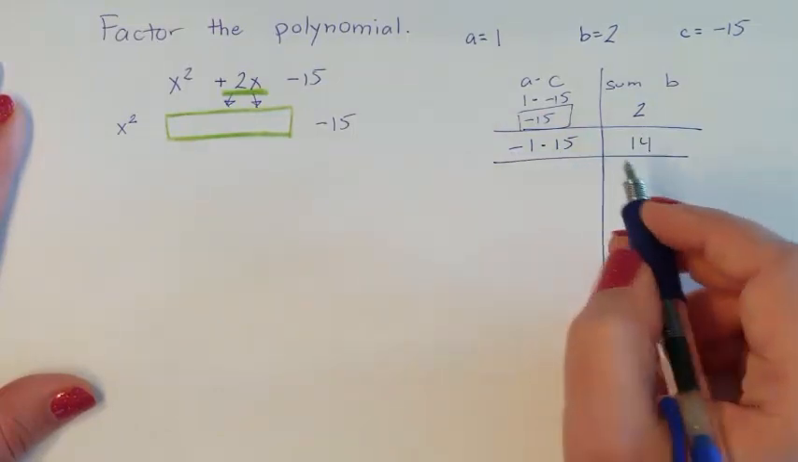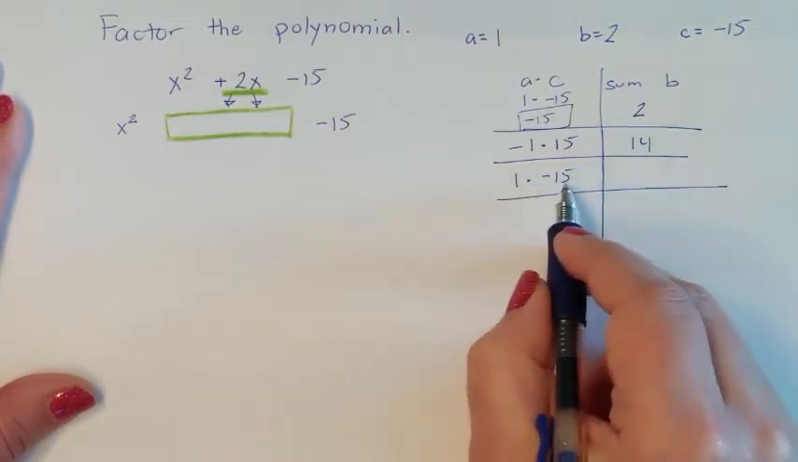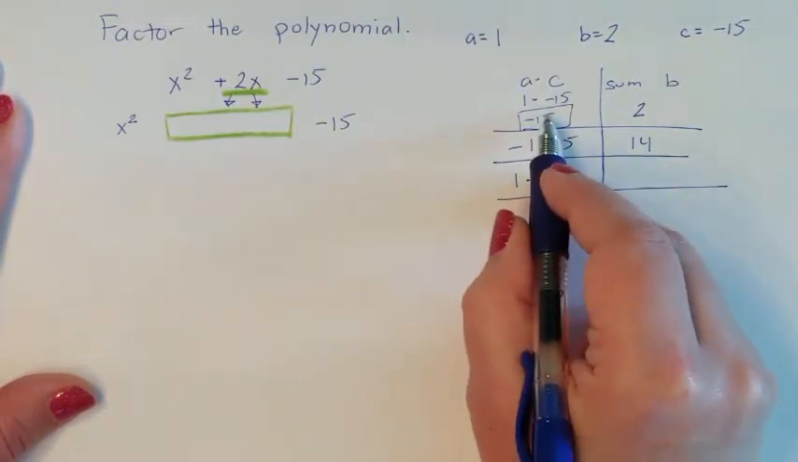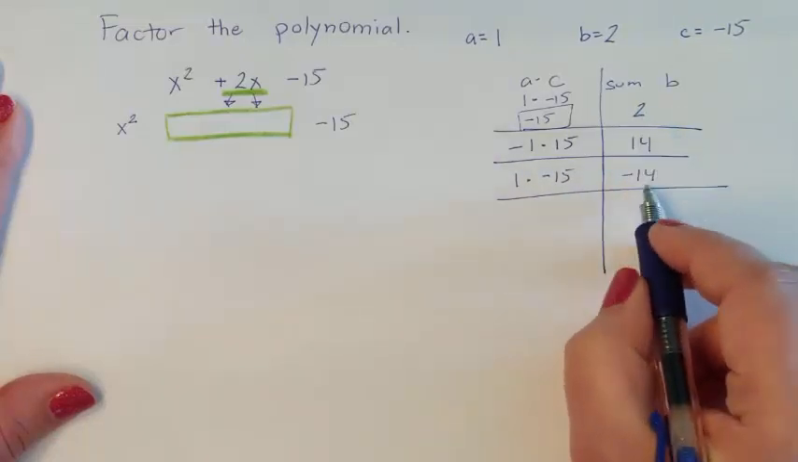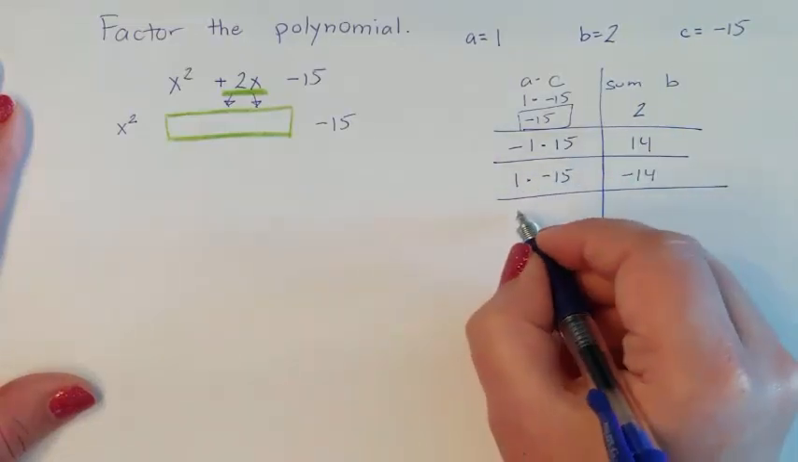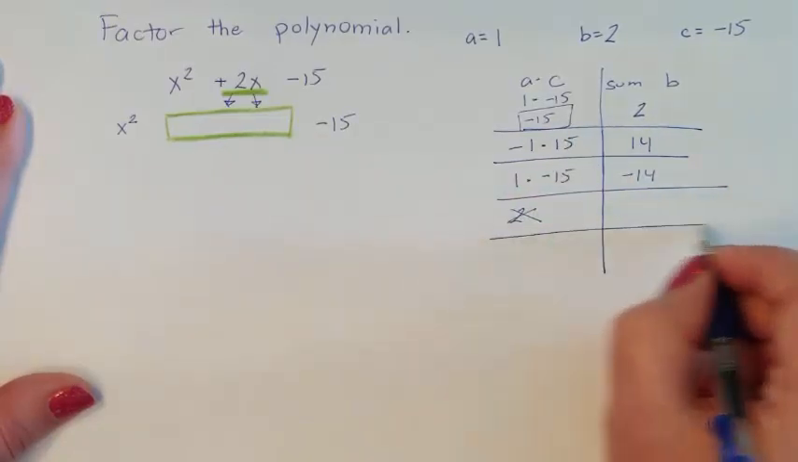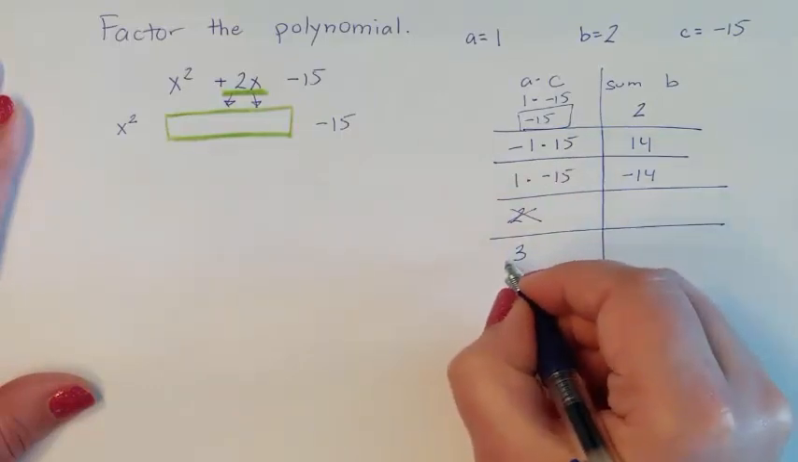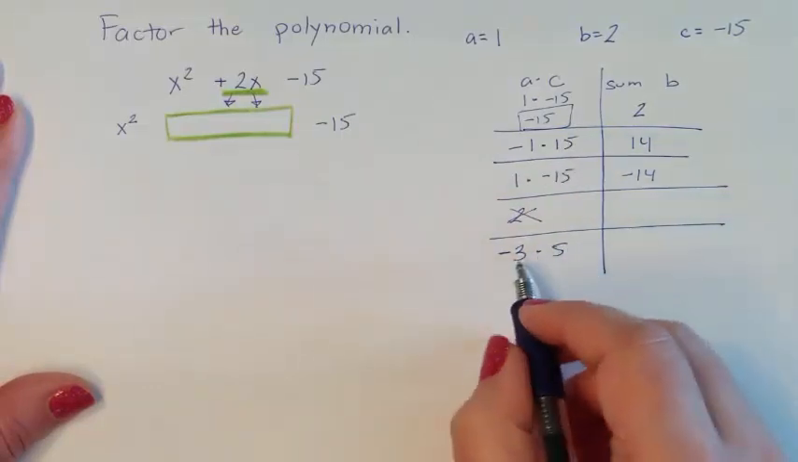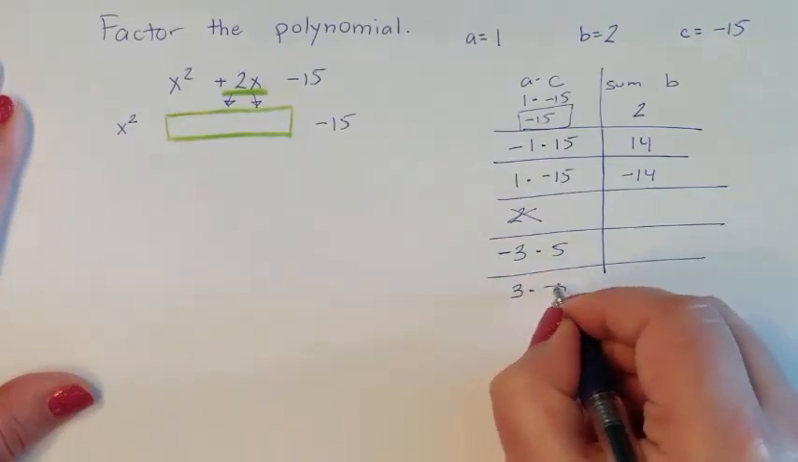So maybe the negative's on the wrong one. So 1 times a negative 15. These multiply together to give me negative 15, but when I add them, I get a negative 14, which is not 2. So those don't work. So then you would try 2. Nothing times 2 is going to give me negative 15, so 2 didn't work at all. Now 3. 3 times, I know it's 5. So either negative 3 times a 5 gives me a negative 15, or the negative was on the 5.